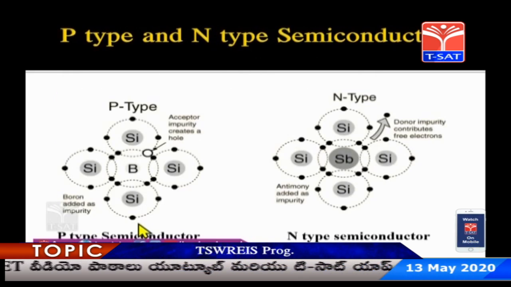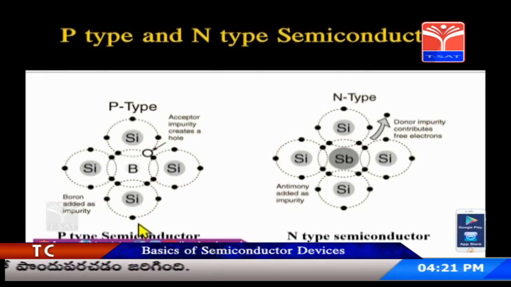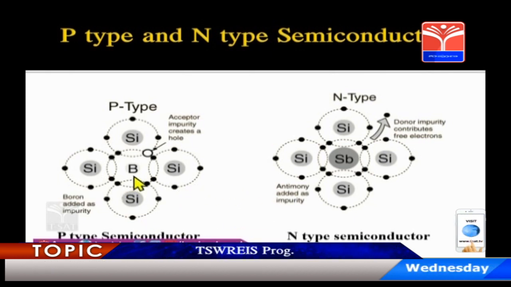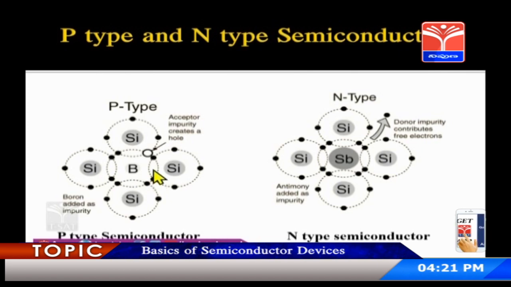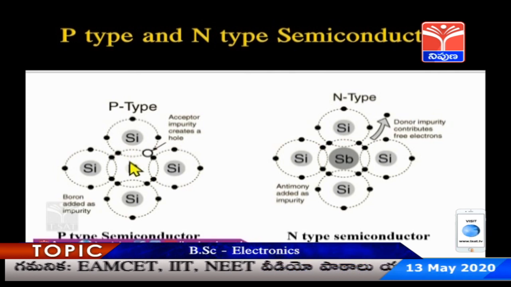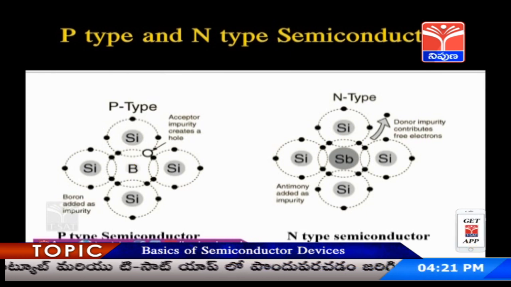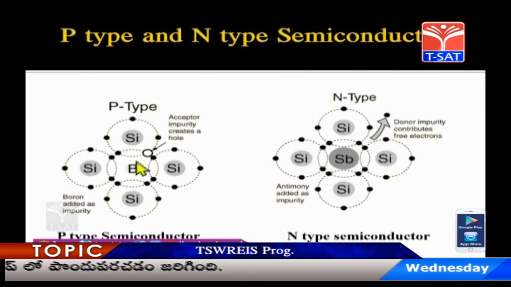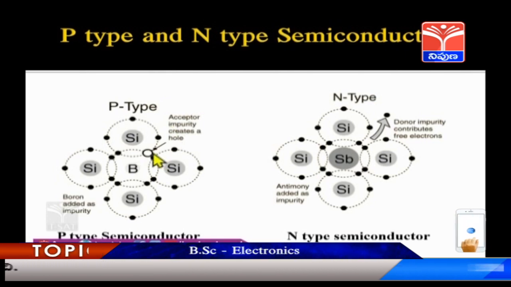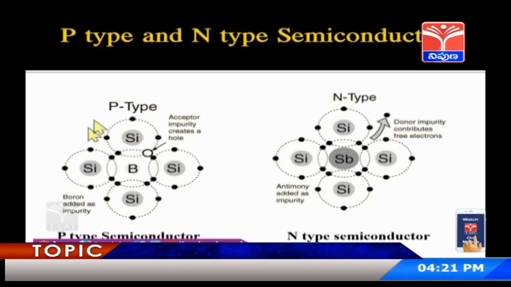So how does the structure change when you add p-type material and n-type material? If you add a trivalent impurity like boron, the 3 valence electrons of boron form covalent bonds with the adjacent silicon atoms. One more electron is needed to complete the covalent bond, to complete 8 valence electrons. This need for an electron is called a hole. This hole will accept an electron from outside to complete the covalent bond.